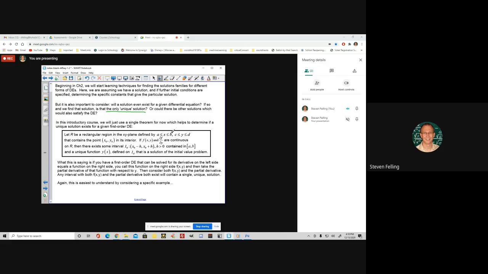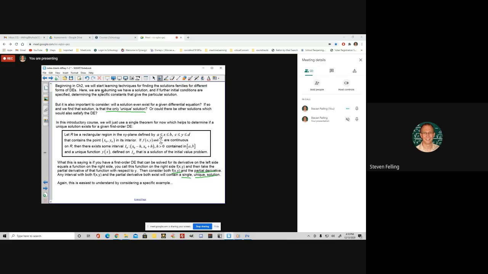Okay, what this is really saying is that if you have a first order differential equation that can be solved for its derivative on the left hand side, that will be equal to a function that we call f of x,y on the right hand side. Then if you take the partial derivative of that with respect to the dependent variable y, you just look at that right-hand side function and its partial derivative with respect to y. And any place where those functions both exist, in that region of the domain, there will be a single unique solution. Okay, much easier to see with an example.